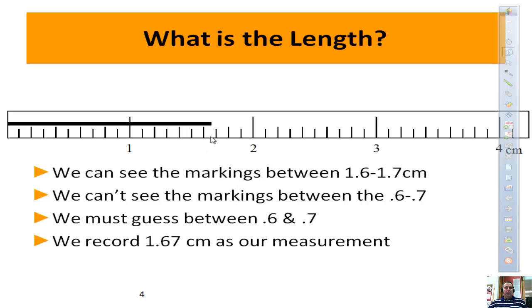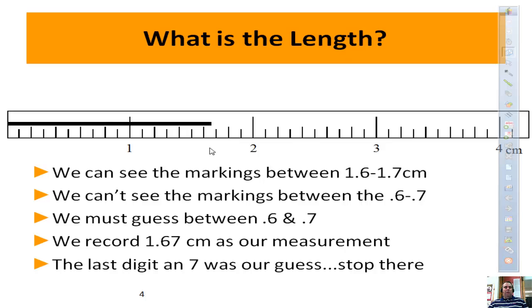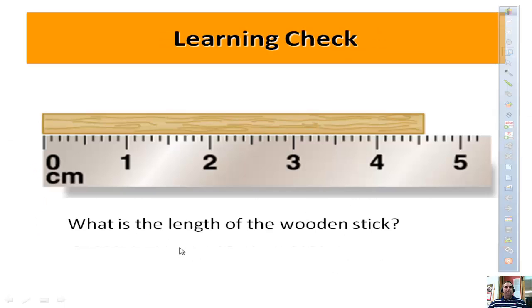Again, if I were looking, I'd probably say it's definitely over the 0.5. But again, a little bit more, so again, probably estimating 1.67. That last digit, 7, that was our guess. That was our estimated position. So again, the 1 is known. The 0.6 is known. That 7 is going to be our estimated position.